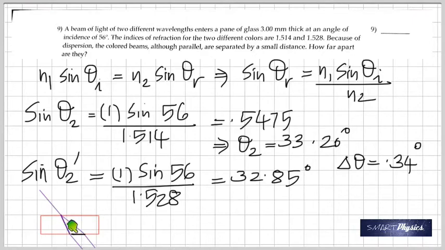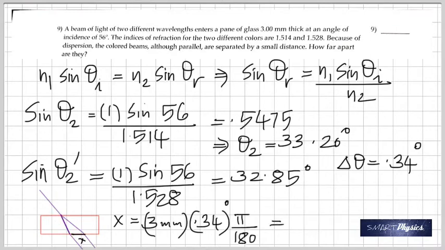And this is like the arc of a circle, which is equal to the radius times the angle. But angle has to be in radians. So first of all, x is equal to, the radius is 3 millimeters, which is actually the thickness, times 0.34 into radians. So that's why I multiplied by pi and divided by 180 in order to change degrees into radians. You get the answer as 0.017 millimeter.